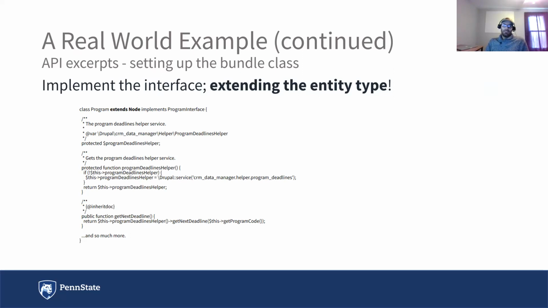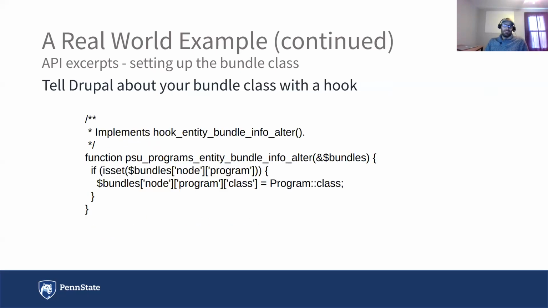You will notice that we are using the procedural Drupal service call. That's just a quirk of how this stuff works. As far as I'm aware, you can't use dependency injection. It's just not best practice-y, at least not yet, as far as I'm aware. And believe it or not, we're almost done. The last thing that we have to do is just tell Drupal about the bundle class with a hook. Hook entity bundle info alter.